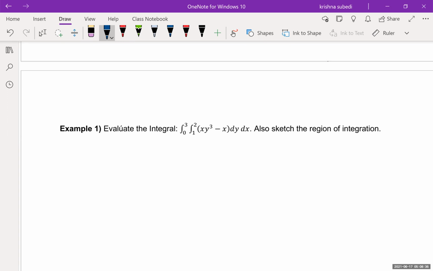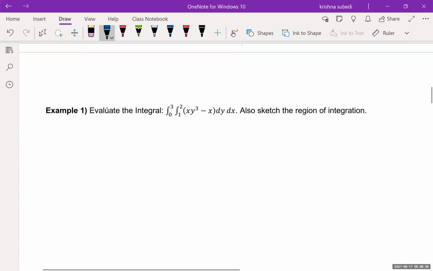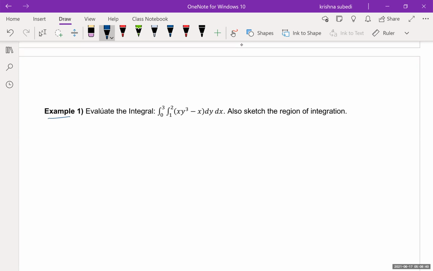So let's begin with example 1. Evaluate the double integral, and also sketch the region of integration. Okay. Please listen very carefully. If you know how to do one problem, probably you'll be able to handle all the questions because the process is exactly the same.